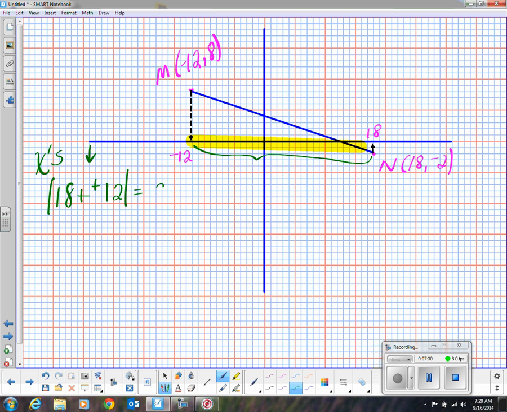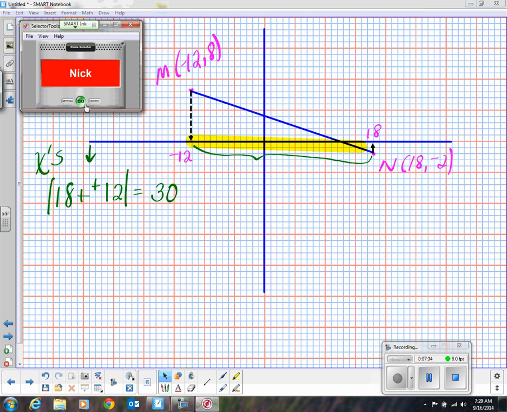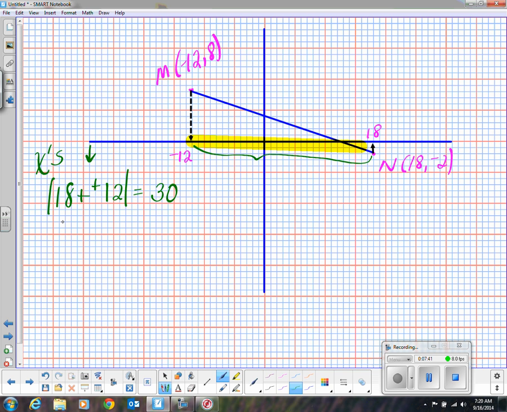Okay? So now we know that the whole length is 30, and we only want 3/5 of it. So how do I get 3/5 of this length? First, multiply 3/5 times 30. 5 divides 5 once, 5 divides 30 6 times, so that's going to be 18.